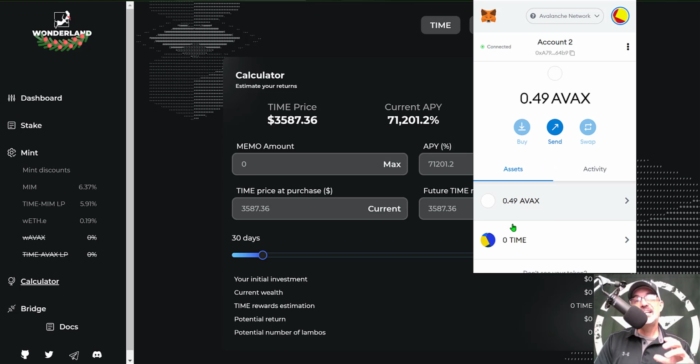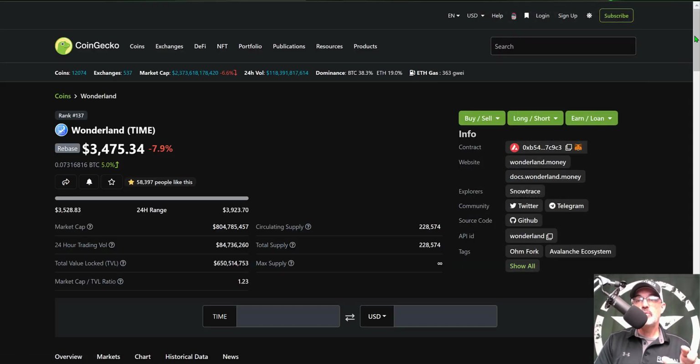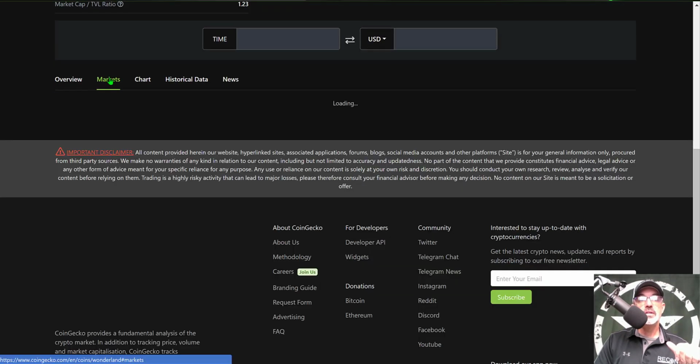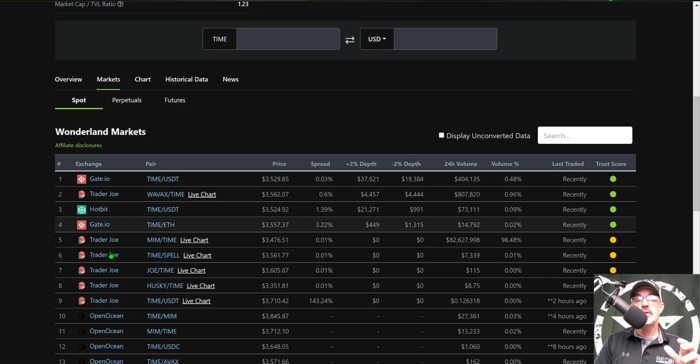So with that being said, now I need to go get some time tokens, and I need to find out what markets the time tokens are available. So again, I can jump over here to CoinGecko. I can scroll down, click on markets, and that will give me a list of where these time tokens are available for me to go buy. Now, it looks like the majority of volume's done over on Trader Joe, and that would be through your MetaMask wallet. However, Gate.io also offers the time token, and I have a Gate.io account with some funds just sitting there for this type of investment.